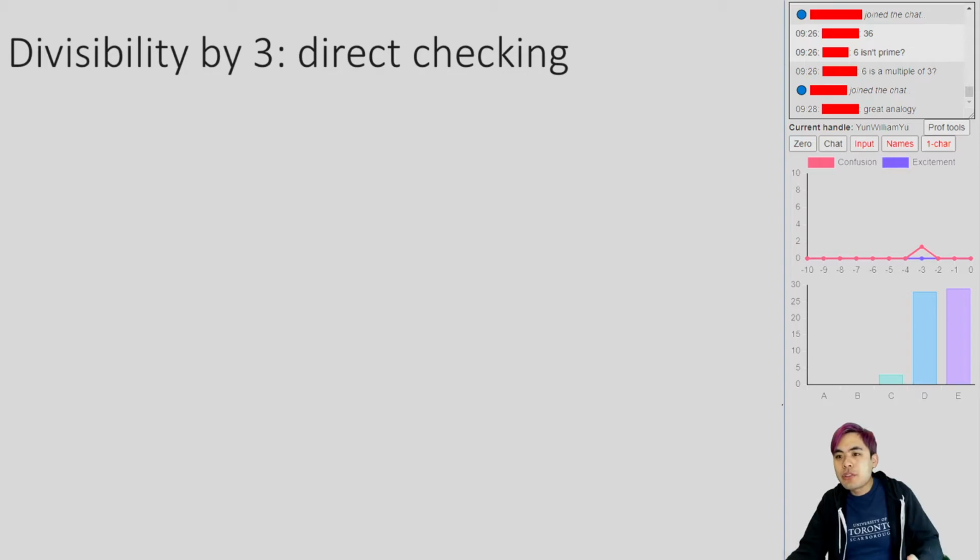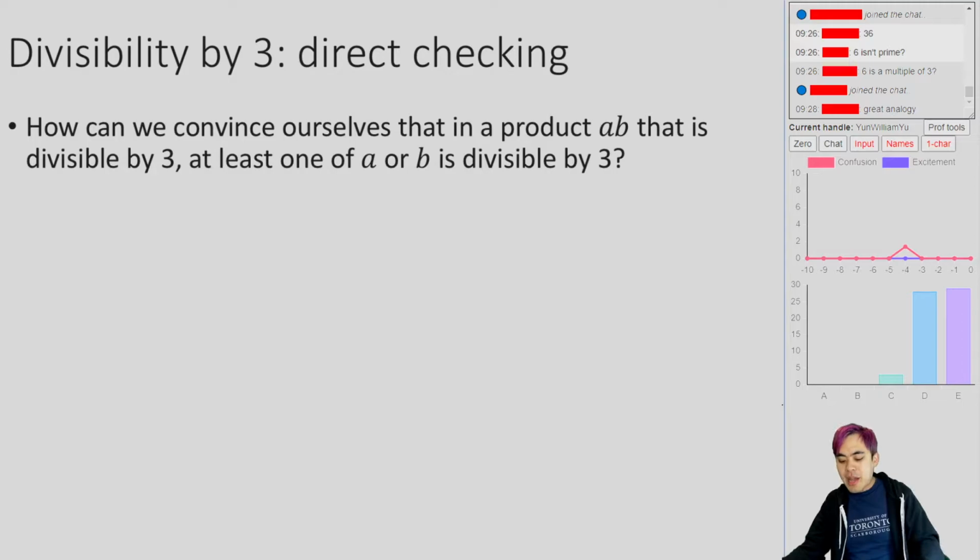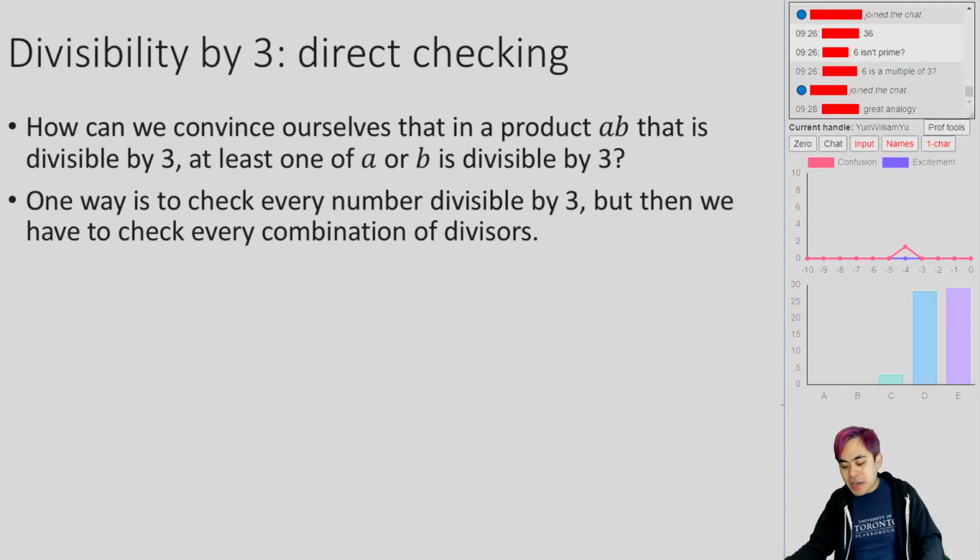One way to show ourselves that things like this are always true is to try to directly check. Later we'll get to a proof, but you can try directly checking. So how can we convince ourselves, not prove to ourselves, but just convince ourselves that something like this is true? Well, one way is to check every number divisible by 3, and then we just check each combination of divisors. So maybe we're up to number 60. How would we check that this is true for 60?